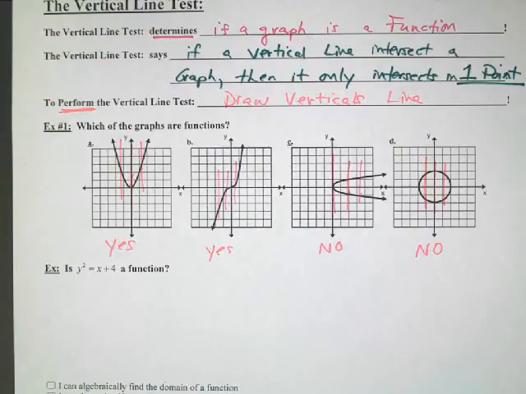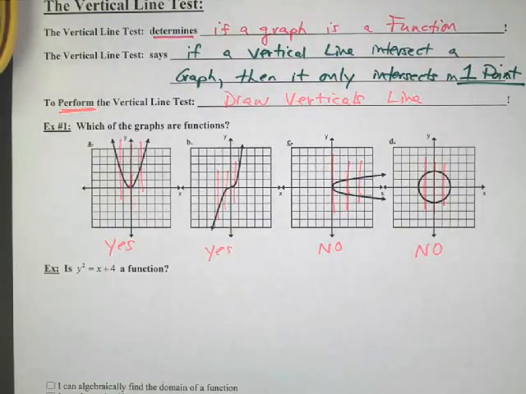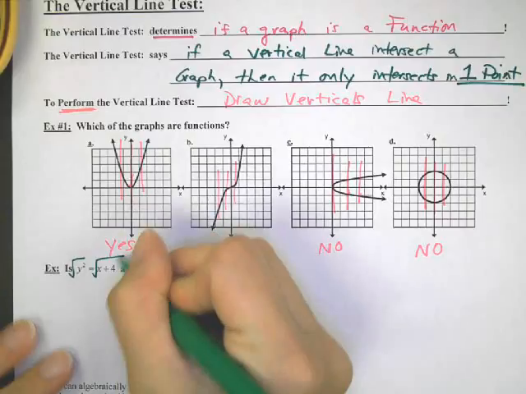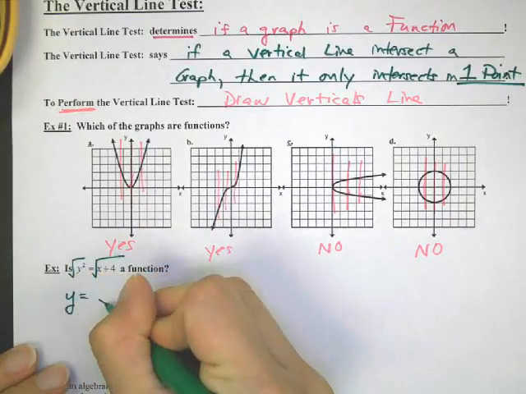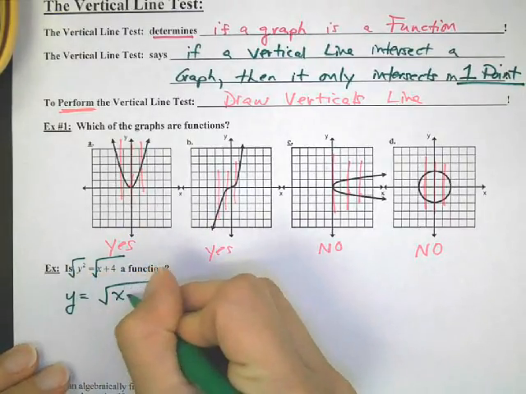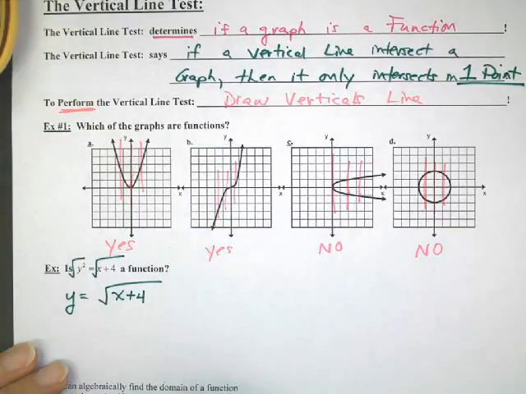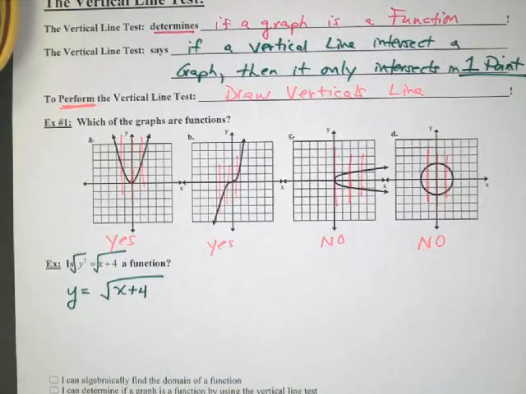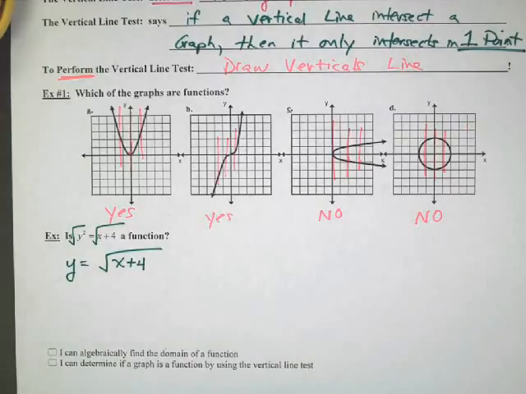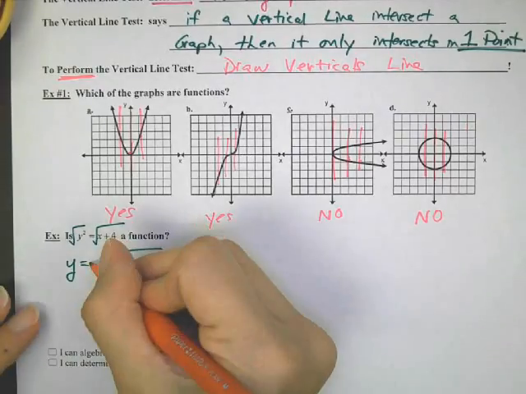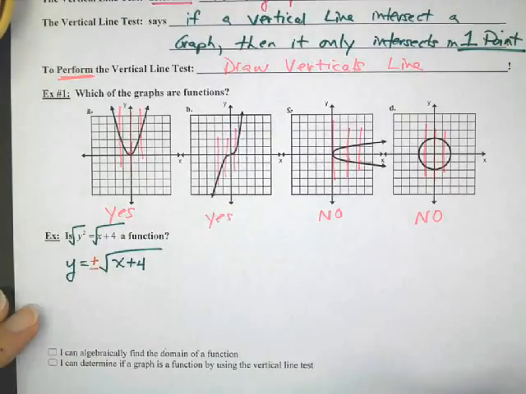And I'm going to use my graphing calculator to get a nice graph. But first, we have to make this y equals. So we're going to have to square root both sides. And y equals the square root of the quantity x plus 4. But wait a minute, that's not right. You know what I forgot? I forgot plus and minus.